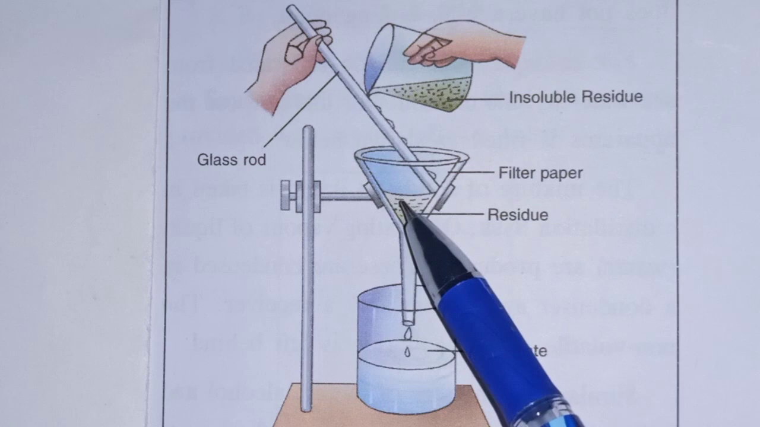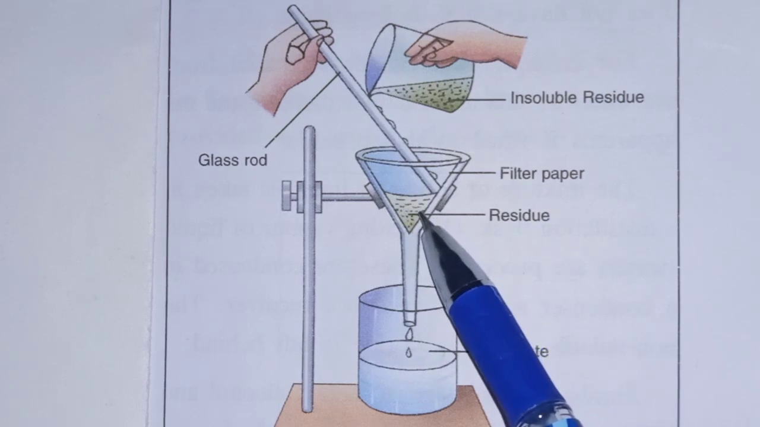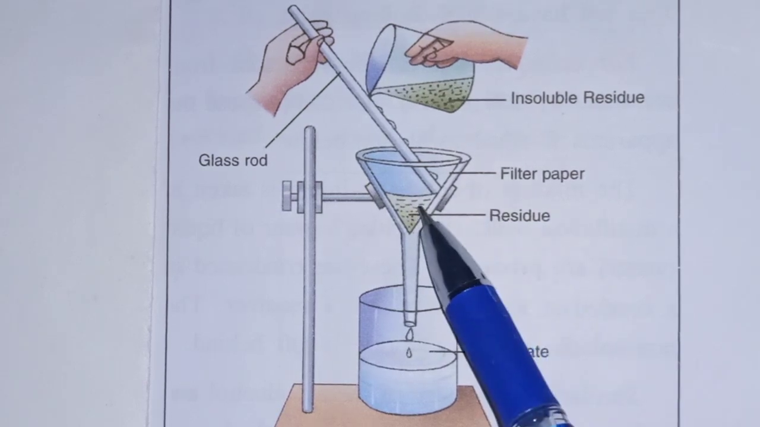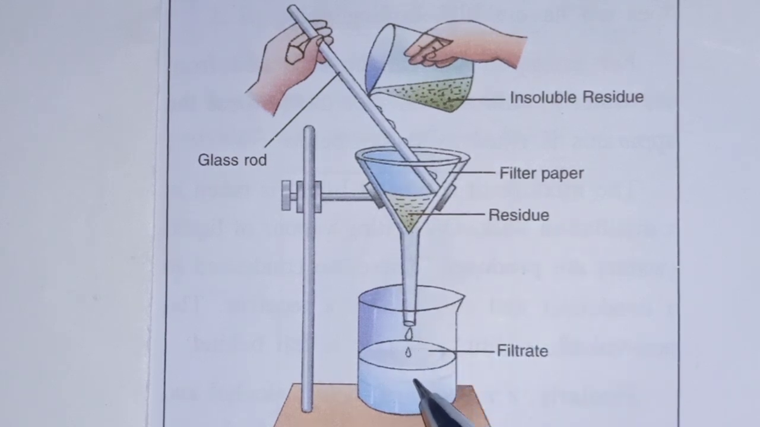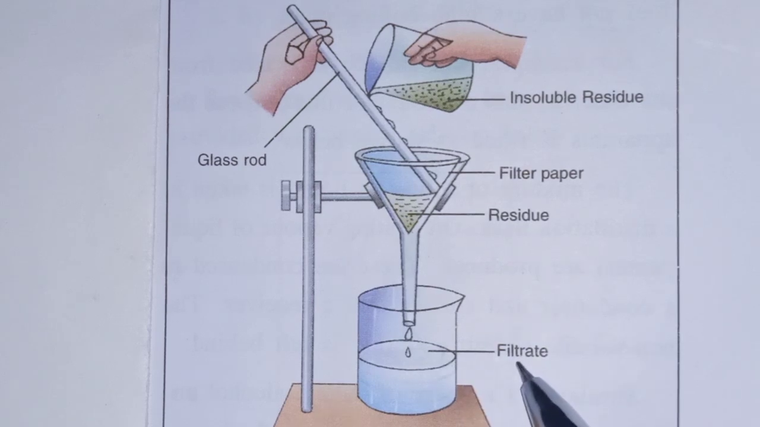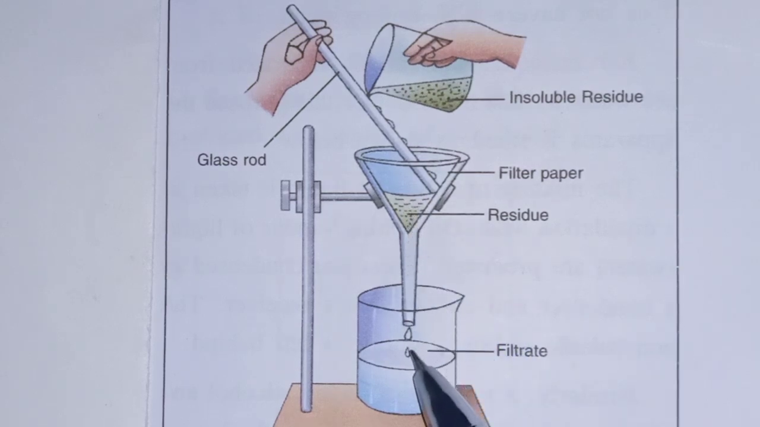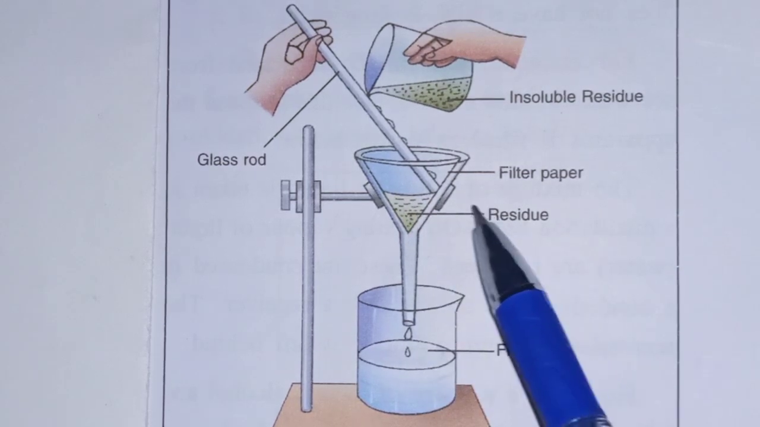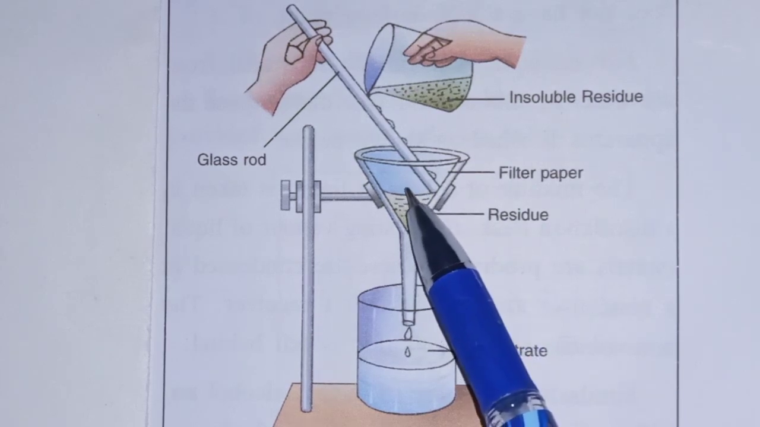And the bigger components, like insoluble solid, will settle on the filter paper, and this is called residue, which is collected over the filter paper. And what we are collecting in the beaker through the filter paper is filtrate. Filtrate is the solution which is collected after passing through the filter paper, and the residue is that insoluble solid which is collected over the filter paper, okay.